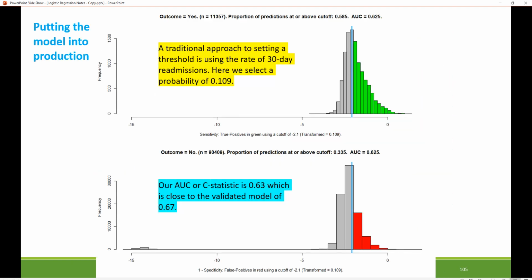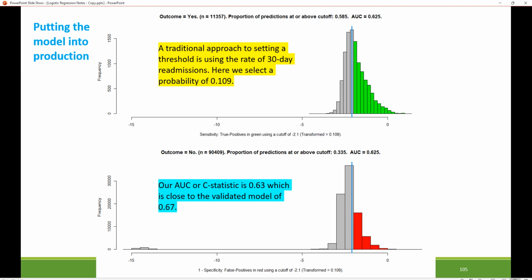Okay, now we can put the model into production. We've developed a model that we feel will help meet the level of performance that we would expect with such a tough outcome as 30-day readmissions. We think that model is adequate, so now we want to actually put that model into use.